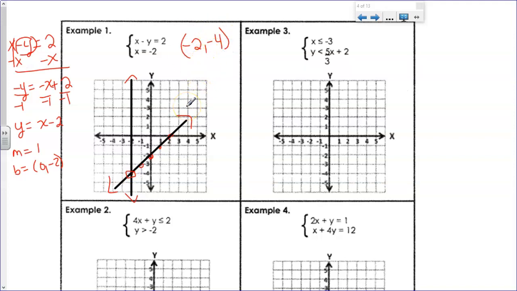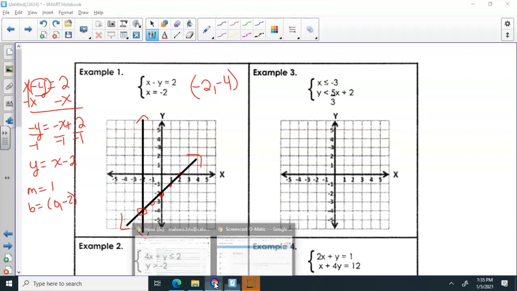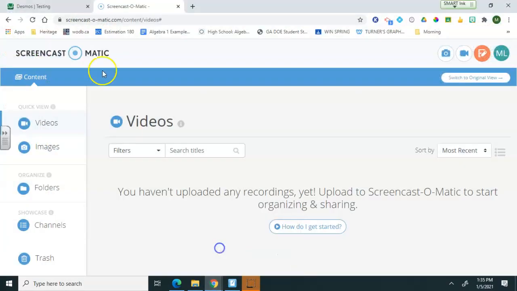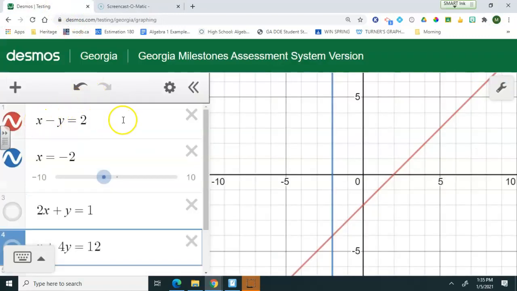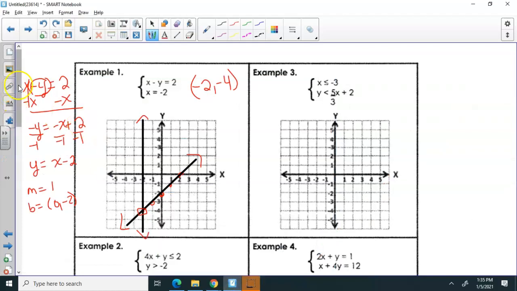The nice thing about this is we can check this in Desmos. I've already gone over to Desmos and put in these two problems. The cool thing about Desmos is you don't have to put it in slope-intercept form. You can put it in standard form, and therefore you can check yourself to make sure you're completely right. If we go down here, we see where they intersect at (-2, -4), just like we thought they would.